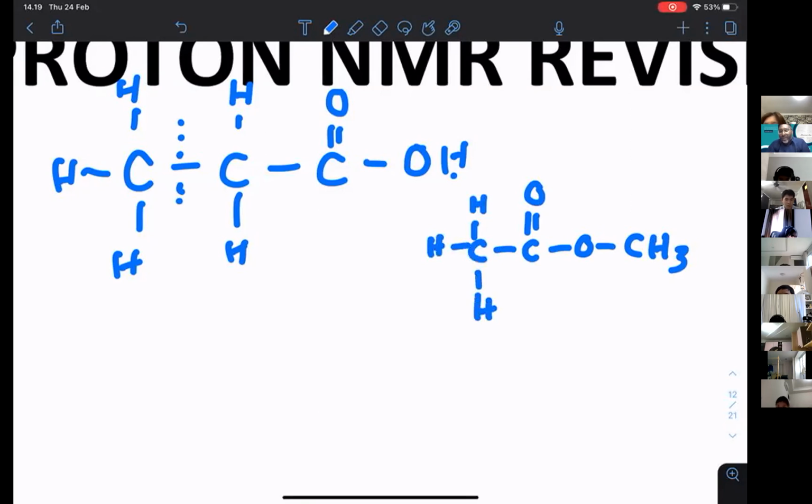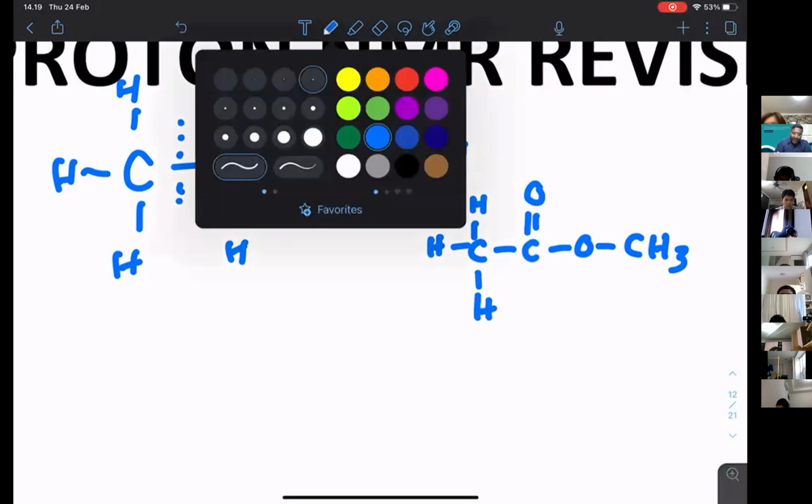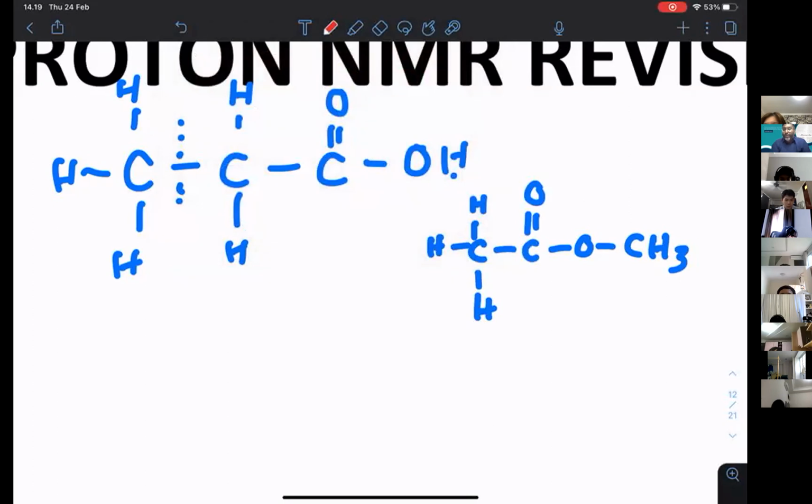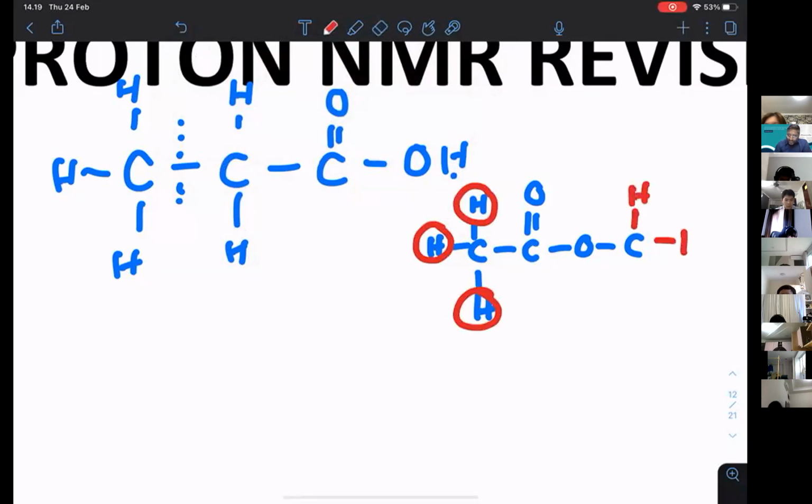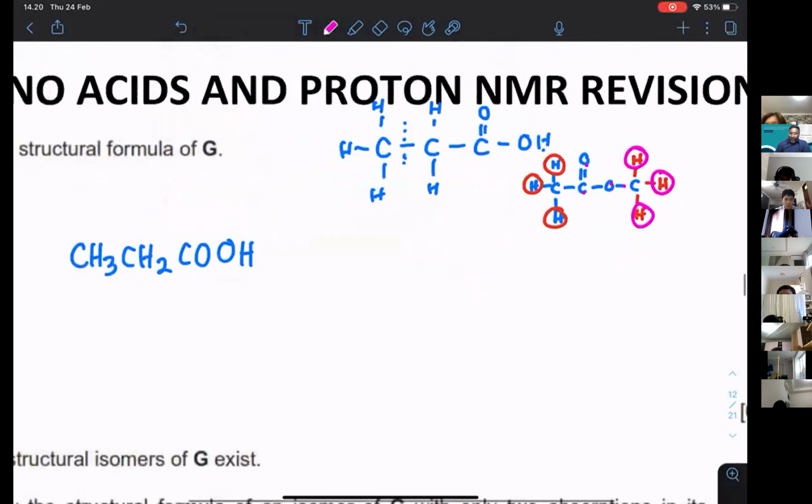So I will have an ester. Then only I will identify whether this is something that I'm looking for or not. When I see all of them in the same environment, but if I look at this hydrogen, even though it looks the same, they are not the same. Why? Because this carbon is attached to O, and this one, the carbon is attached to carbon double bond O. So they are different, so they are going to be 2 different environments. This is what they want.